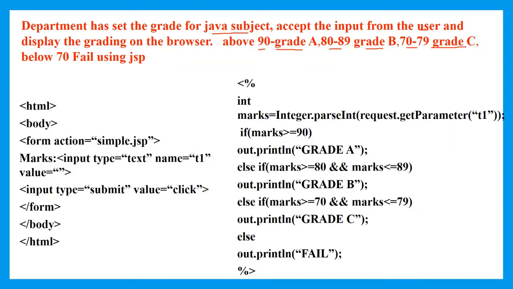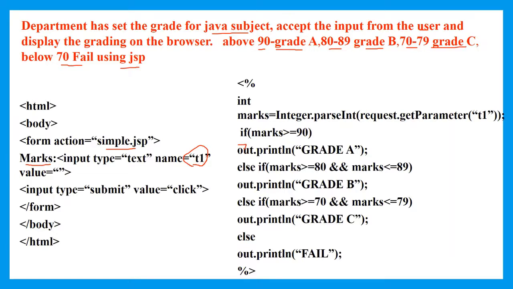It should read the input parameter from the client. For that we need to make two files. One is an HTML file, another is a JSP file. The JSP file is named simple.jsp. The HTML file is going to send an input parameter, and the JSP file has to read the input parameter and display the grade based on the marks. In the HTML page we have created one input field to read the marks, and its name is given as T1. Assume that the marks given by the client is 70.